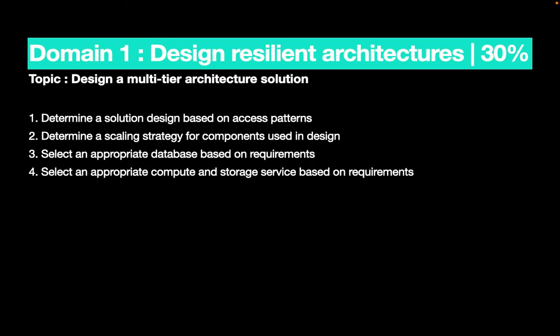And in the fourth part, select an appropriate compute and storage service based on requirement. So in compute, you have multiple services like EC2 or Lambda, right? Or container based services like Elastic Container Service or Elastic Kubernetes Service. In storage, there are multiple storage services you have in AWS. For example, EBS volumes, or S3 if you are storing object based data, so you can store in S3. And then you have large data set store options. So there are plenty of services. Based on the requirement, you need to choose the appropriate one.